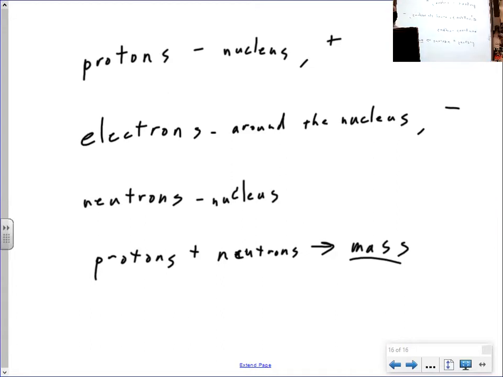So you're going to want to mention all three of those things: protons, electrons, and neutrons. You're going to want to make sure you tell me protons and neutrons are in the nucleus. And you're going to want to tell me protons and neutrons are what gives you mass. And then you want to tell me about the charge. Protons are positive, electrons are negative.